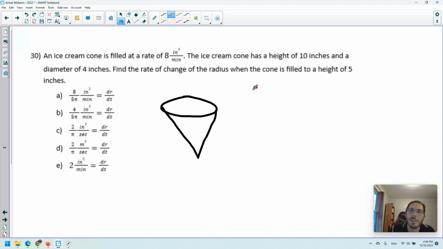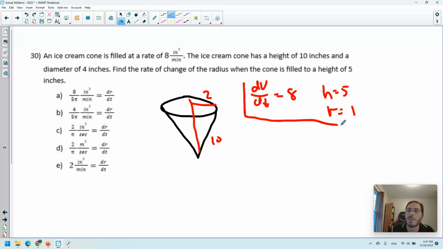It's being filled at a rate, so dV/dt is 8 inches cubed per minute. The ice cream cone has a height of 10 and a diameter of 4. We know that the radius is really what we're after. Find the rate of change when the cone is filled to a height of 5 inches, which means that the radius would have to be 1 inch because it's a fifth of that. I think that's everything we need. I think the rate box is all set. Yeah, because we're trying to find the rate of change of the radius. We need dr/dt.